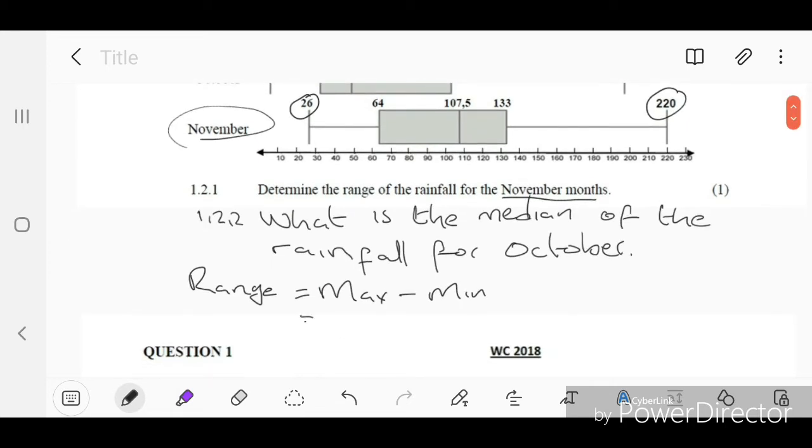What is our maximum in this state? It is 220 minus 26. So, okay, that's 220 minus 26. That's 194. So we have answered the first question. So I've added the second question. They're saying, what is the median of the rainfall for October?